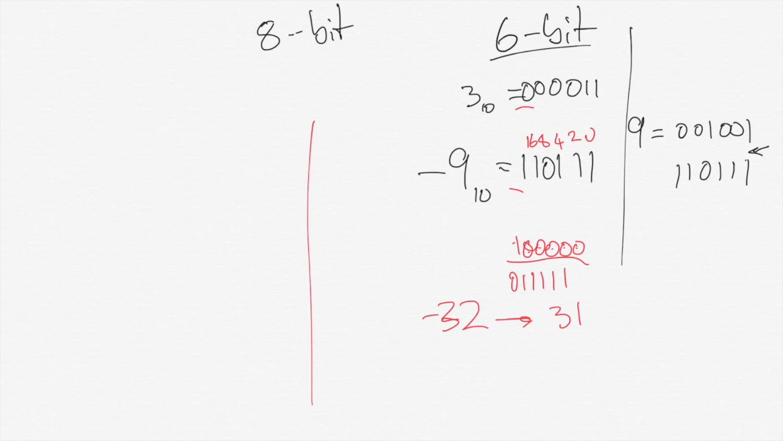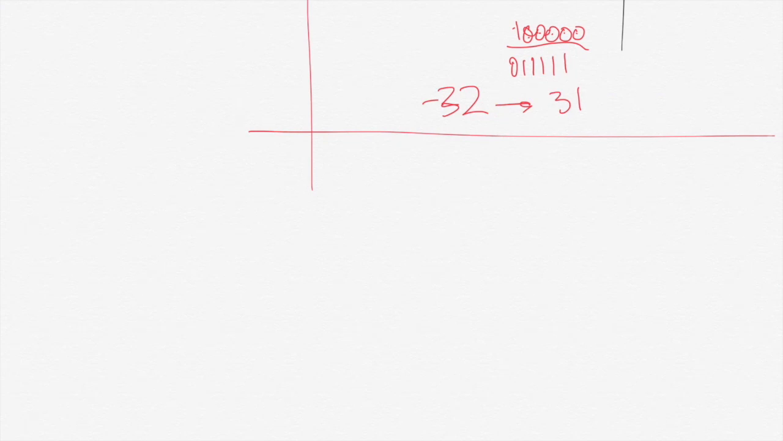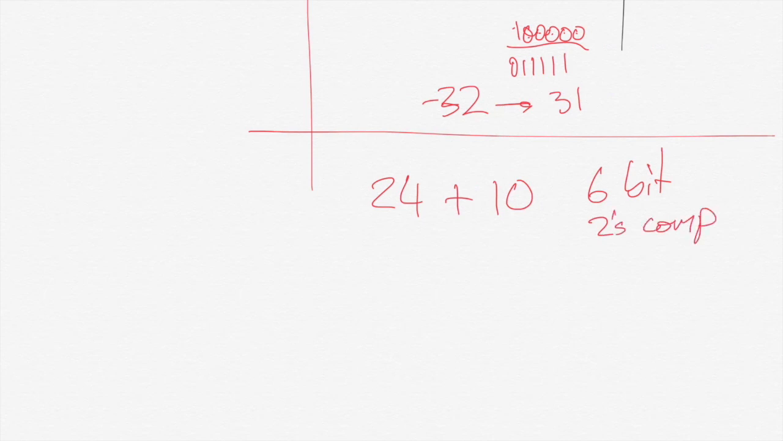Let's have a look at doing some addition in this 6-bit 2's complement. Right now I'm going to talk about a reasonably tricky addition that we're going to come across, and I'm going to demonstrate how we might do 24 plus 10 in 6-bit 2's complement addition. Let's have a look. 24 we know is going to be a 16 and an 8 and nothing else, but we make it 6-bit, and 10 is going to be an 8 and a 2 and nothing else.